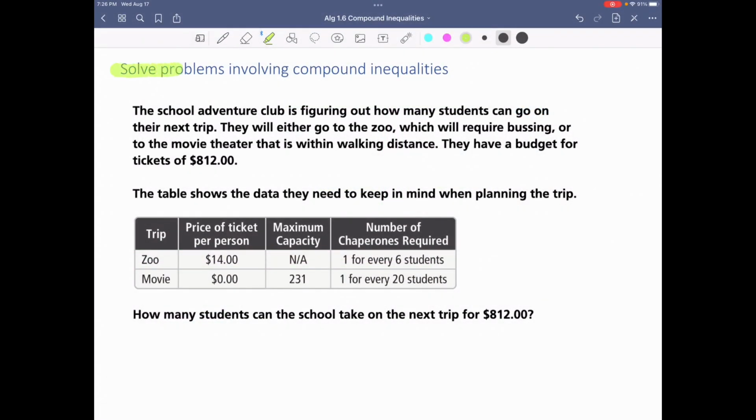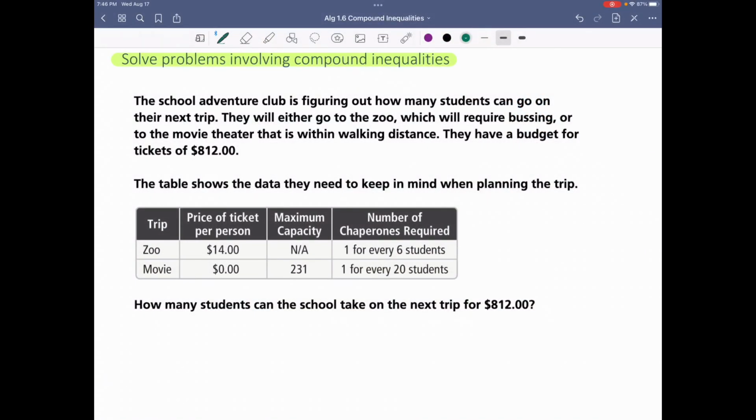Here we will solve problems involving compound inequalities. The School Adventure Club is figuring out how many students can go on their next trip. They will either go to the zoo, which will require busing, or to the movie theater that is within walking distance. They have a budget for tickets of $812. The table shows the data they need to keep in mind when planning the trip. How many students can the school take on the trip for $812?